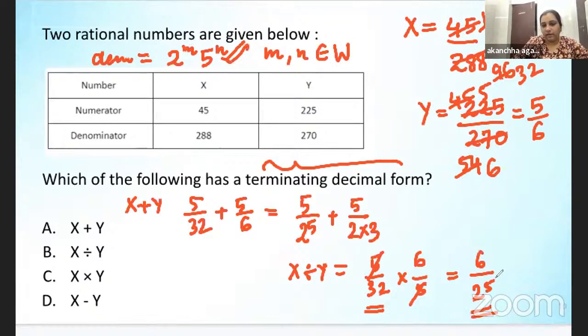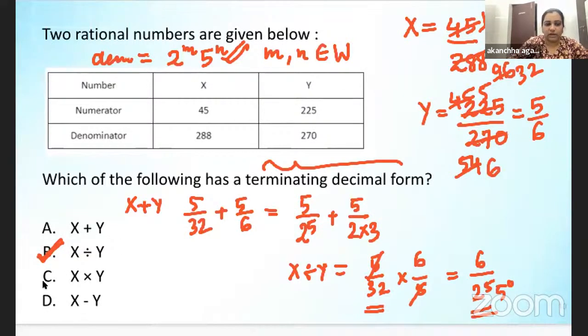Like you have 5 to the power 0, which is a whole number, and 2 to the power 5, which is again a whole number. So from this one, we can say that it will have a decimal form which is terminating, right? I hope this is clear to you. If you have any doubts, I can repeat again.